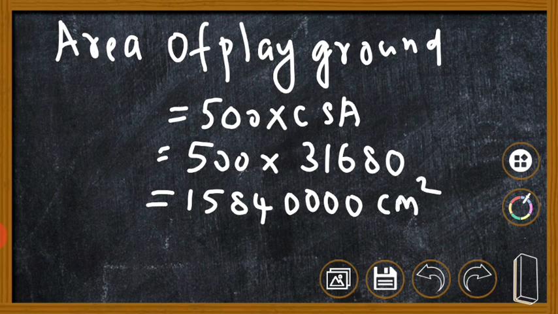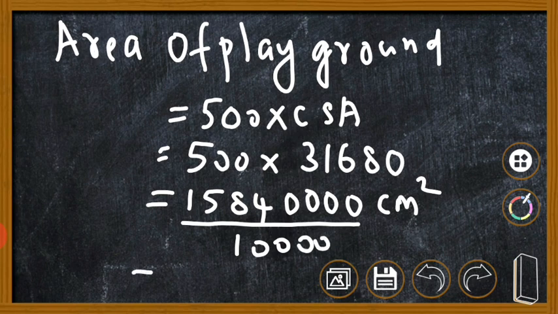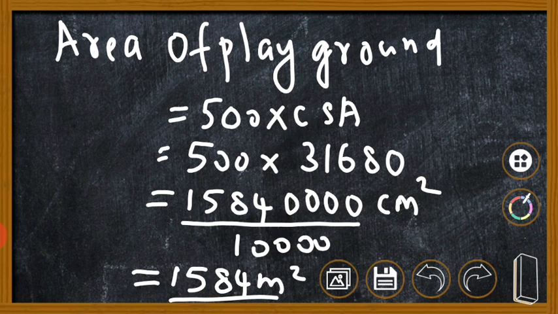But in the question, it is given that you should find out the area in meter square. How to convert centimeter square to meter square? In order to convert centimeter square to meter square, you just divide by 10,000. So what is the answer? 1584 meter square. So this is the final answer, 1584 meter square. Okay.